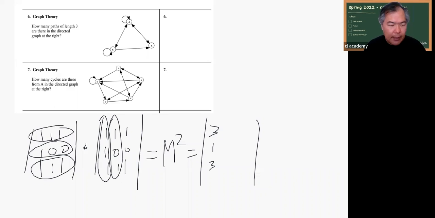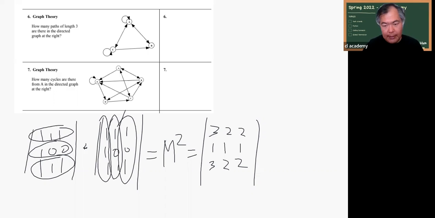Column B. Row A times column B, we have 2 matches, so that would be a 2. Then we go to row B times column B, and there's only 1 match, so that's a 1. Then row C times column B, and there are 2 matches, so that would be 2. Now column C and column B are the same, the rows are the same, so we just write the same thing.